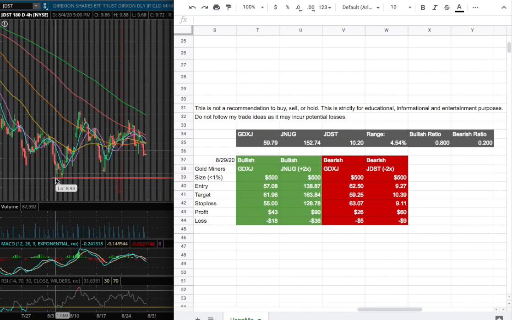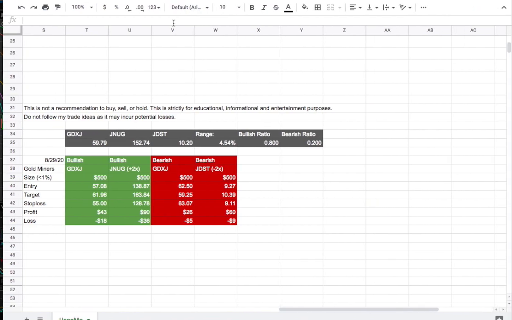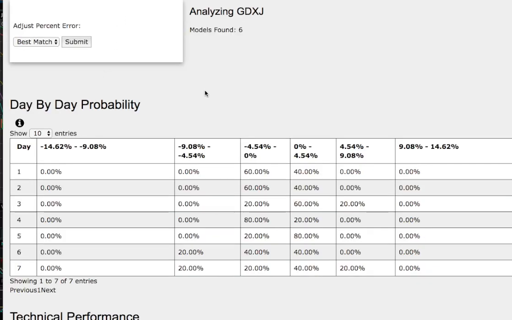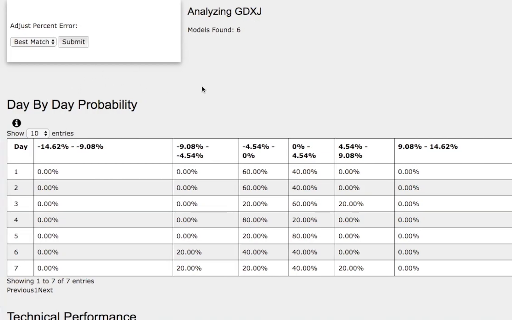So now let's examine the day-by-day probability model. What we have here is we're examining GDXJ, which is an underlying asset for JNUG and JDST. And for JNUG, just multiply this by 2 times, and for JDST, just multiply by -2. So that's how you get the percent movements for them.